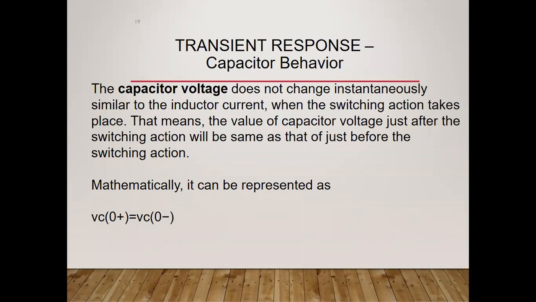This means that the value of the voltage just after the switching action will be the same as just before. Obviously, the before and after cases will be equal at the beginning. 0 minus will be treated as 0 plus; 0 minus equals 0 plus, or 0 plus equals 0 minus, at a particular instant. Getting it? At a particular instant, that is the 0 condition, your 0 plus will equal 0 minus.